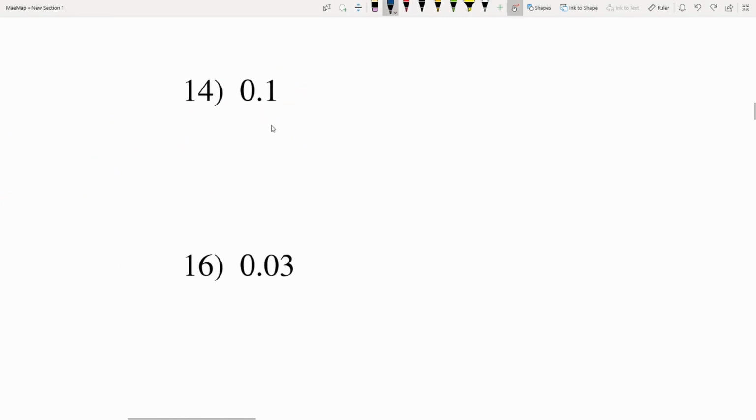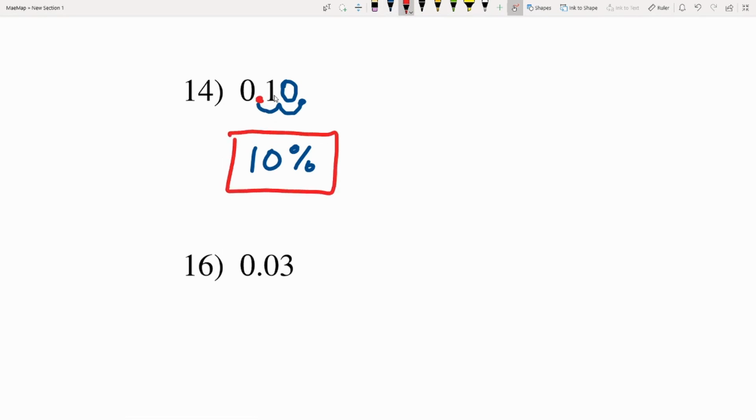And number 14, think about this. This decimal is 1/10. So 1/10 becomes, filling in that placeholder, 10%. 1/10 becomes 10%. Or we can think of this decimal as 10/100ths. So when we move that decimal point 2 times to the right, 10/100ths is 10%.